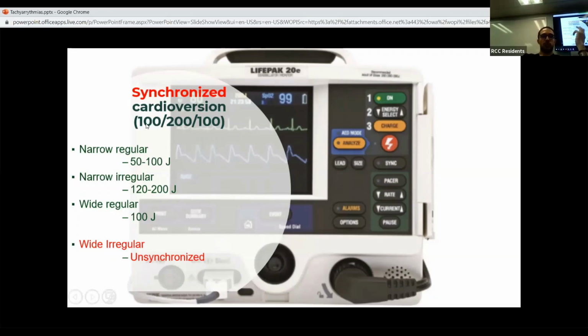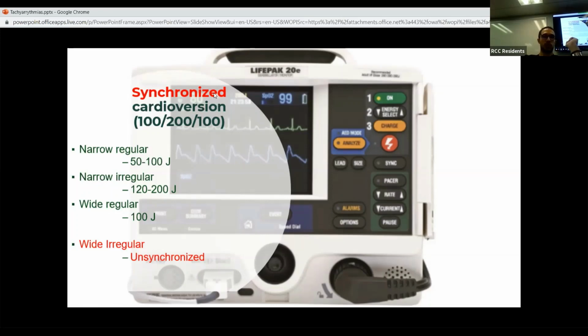And the way I remember it is 100, 200, 100. 100 regular narrow complex, 200 irregular narrow complex, 100 regular wide complex. So for regular narrow complex tachycardia, by the book you deliver 50 to 100. Usually we deliver 100. And narrow irregular, like AFib or atrial flutter with variable block, if the patient is unstable, you will deliver 120 to 200. And wide regular, where the patient is having monomorphic VT or SVT with aberrancy, which you are unable to decide, you will deliver 100 joules if the patient is hemodynamically unstable.